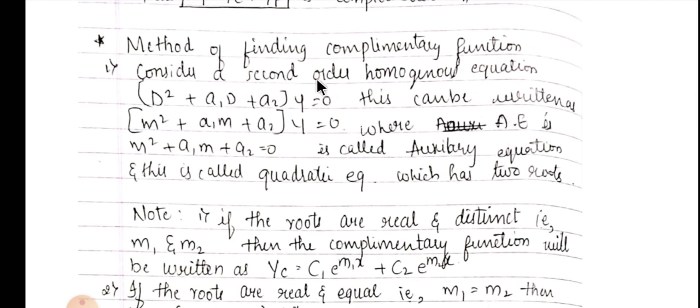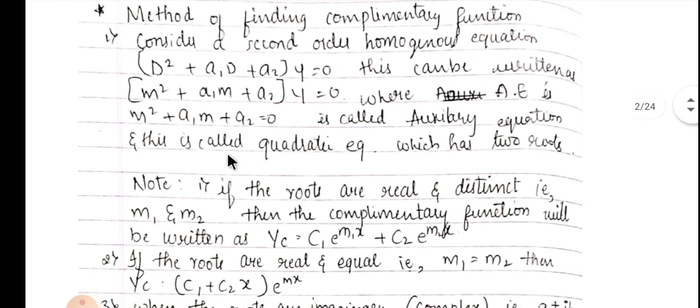I'll consider the second order homogeneous equation, that is (D square plus a1 D plus a2) of y, which is equal to 0. This can be written as, D capital D is replaced by small m, m square plus a1 m plus a2 of y, which is equal to 0. This is your auxiliary equation, and this is called a quadratic equation, which has two roots.